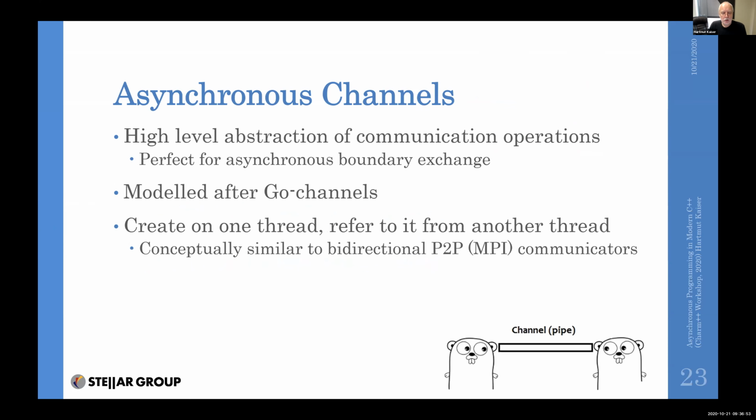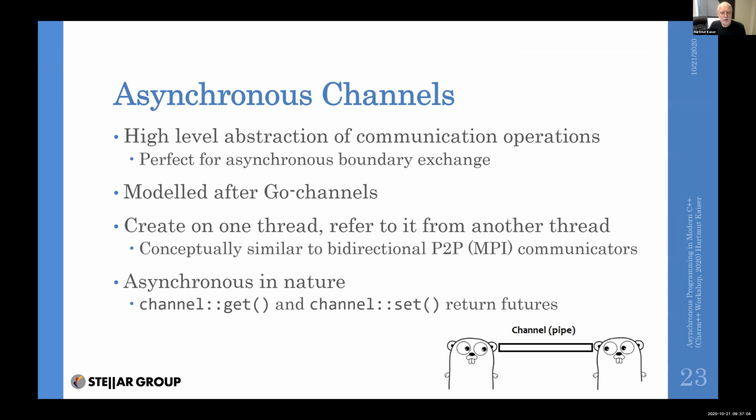You can create a channel on one thread or on one locality. You send it over the wire, and on the other end, you refer to it from another thread. And the channel essentially has two API functions, get and set, and both of them return futures. So the set side returns a future which becomes ready when the channel has accepted your value, and the get end of the channel returns a future which will become ready whenever data has been delivered through the channel. And that allows you to integrate these asynchronous communications between localities or even between threads very nicely with your asynchronous execution flow.